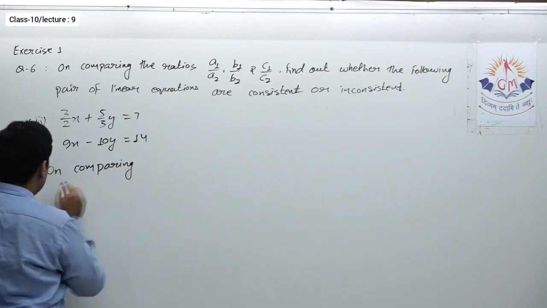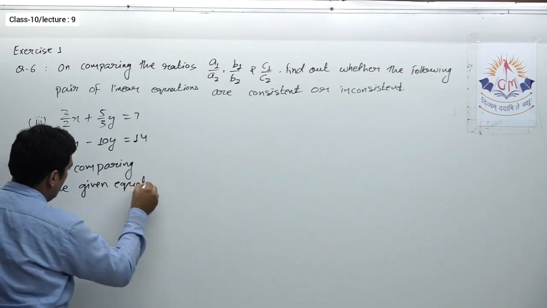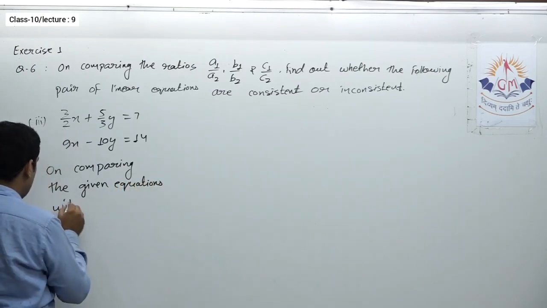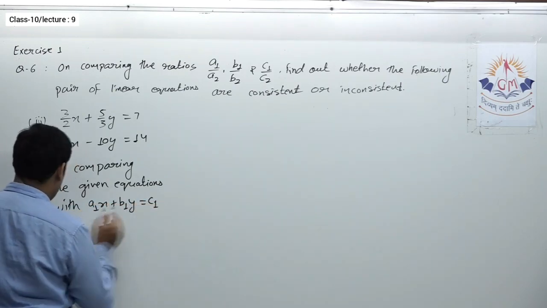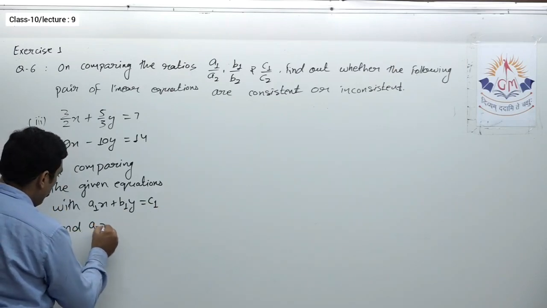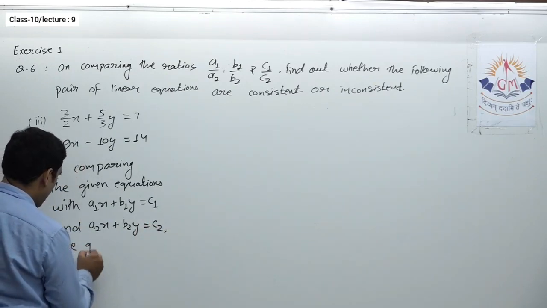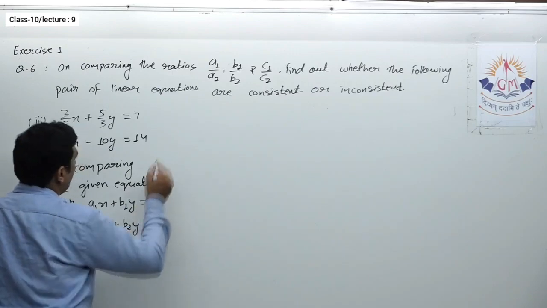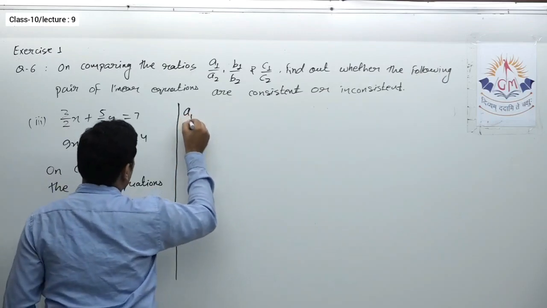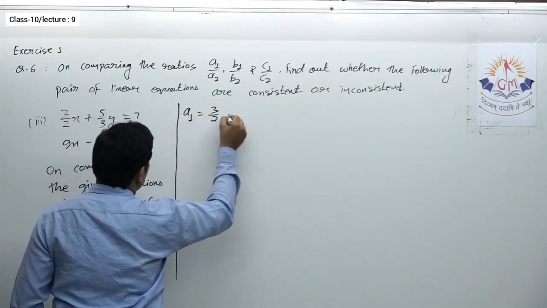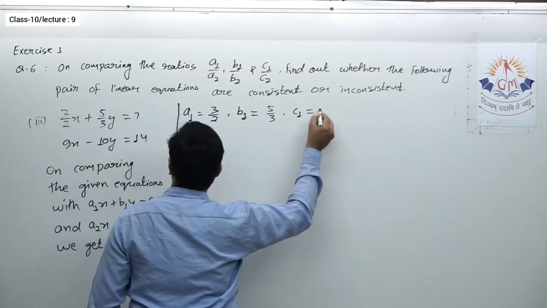So on comparing the given equations with a1x plus b1y is equal to c1 and a2x plus b2y is equal to c2, we get the values of a1, b1, c1 and a2, b2, c2. We get a1 is equal to 3 upon 2, b1 is equal to 5 upon 3, and c1 is equal to 7.